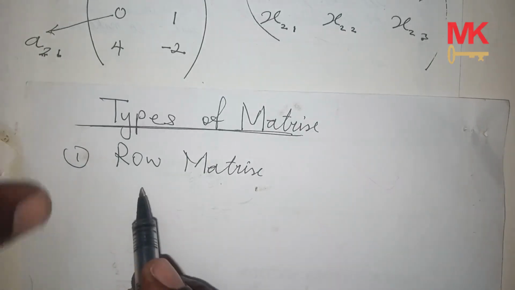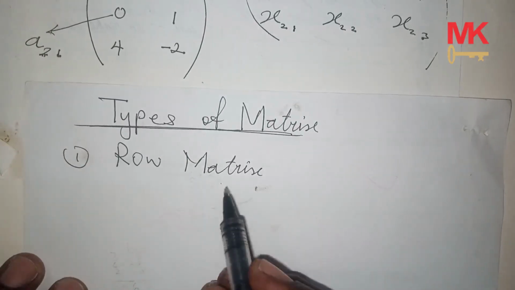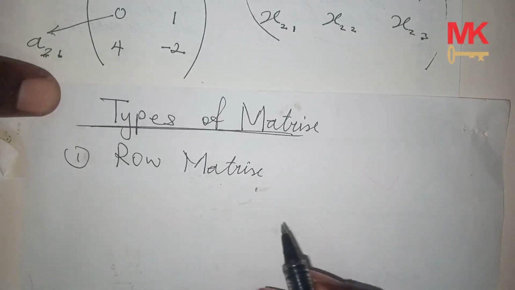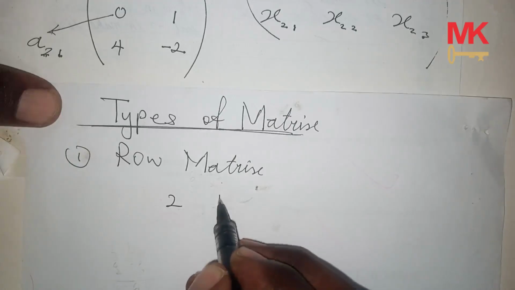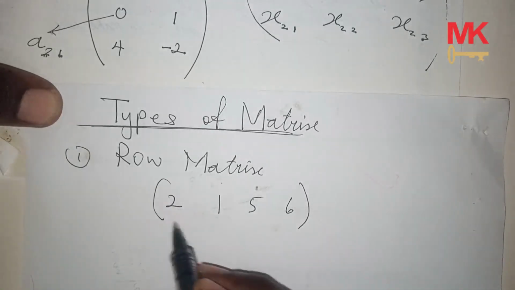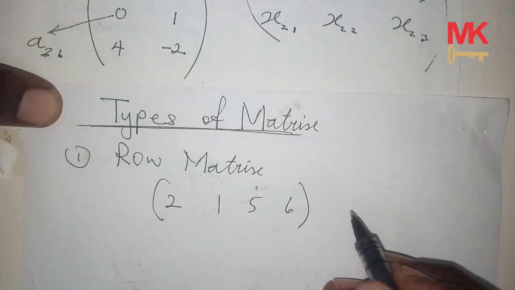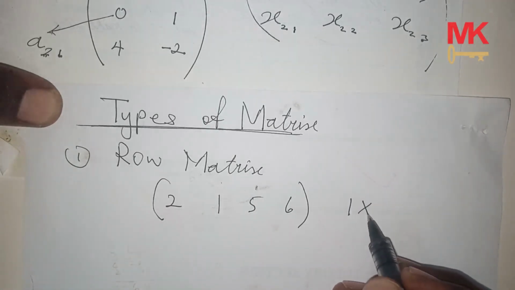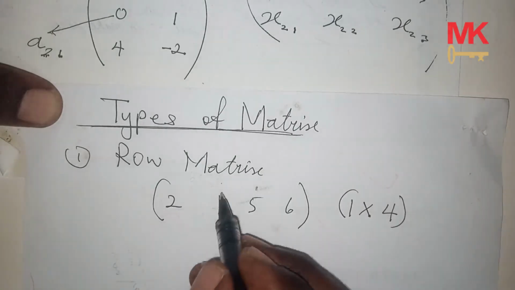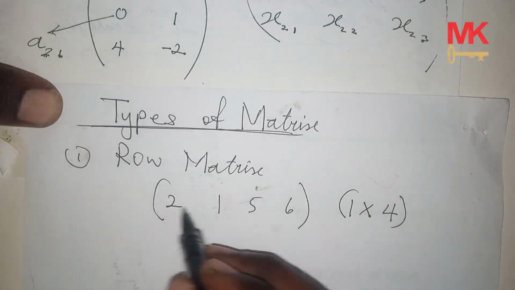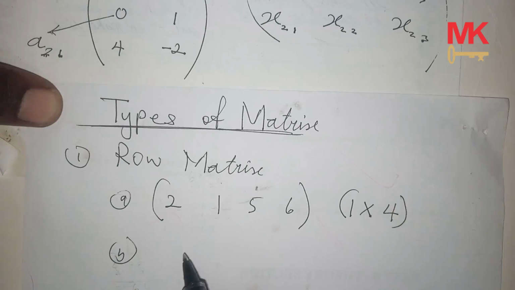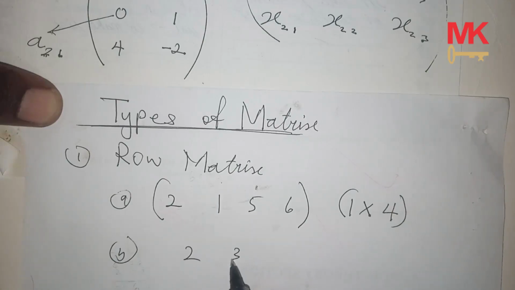Okay, so the first here, we're going to talk about the row matrix. The row matrix is simply a type of matrix that has just one row. For example, 2, 1, 5, 6. It doesn't matter how many elements you have in a row. So this is a row matrix, or you can call it a 1 by 4 matrix. That's the dimension: 1 row, 4 columns. So it's a row matrix. That's an example. Another example of a row matrix, you can have something like 2, 3.